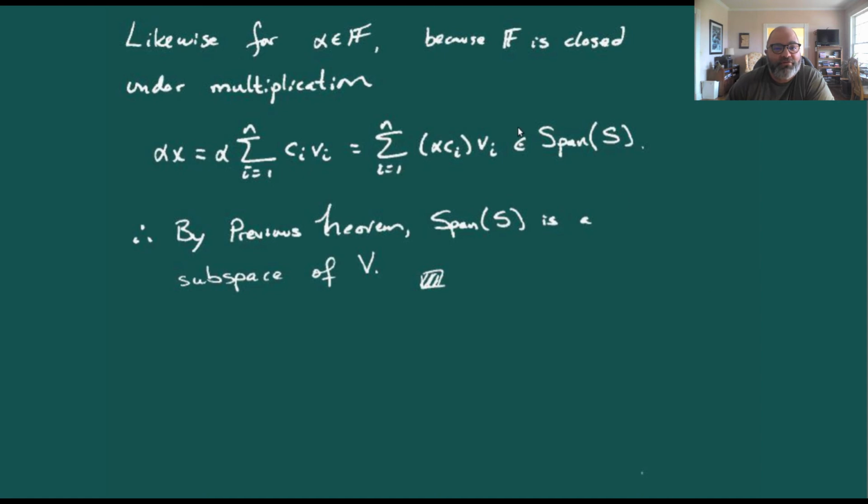If we do the same thing for any scalar alpha, because our scalar field F is closed under multiplication, we take alpha times x. That's alpha times the sum of ci vi. We distribute that alpha across and we get alpha times ci, and those are still scalars. We're taking a scalar linear combination, and so sure enough we end up back in the span of S. And so by the theorem that we proved in the previous video, the span of S is a subspace of V.